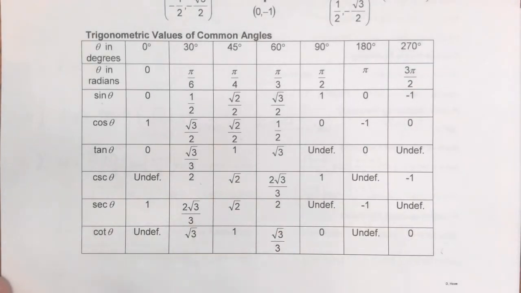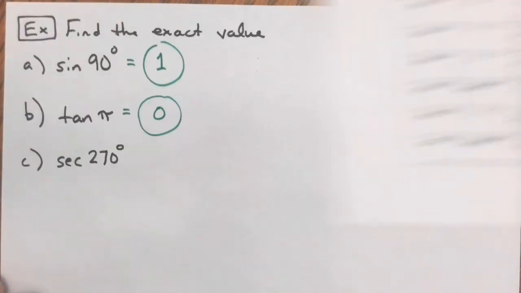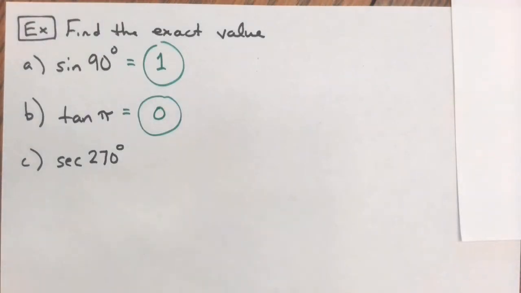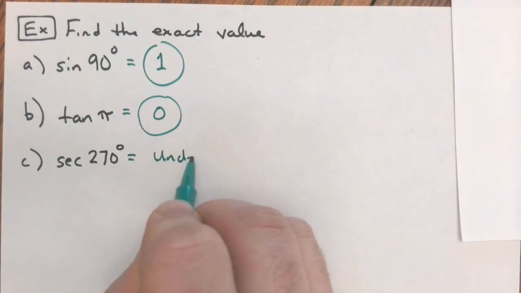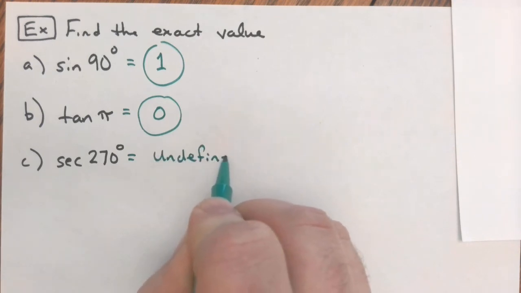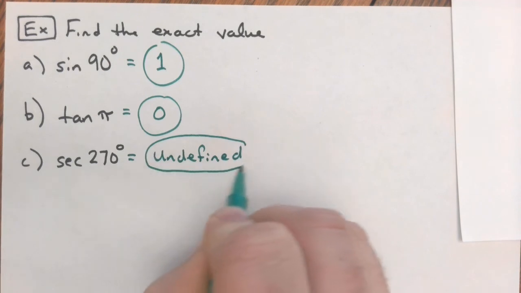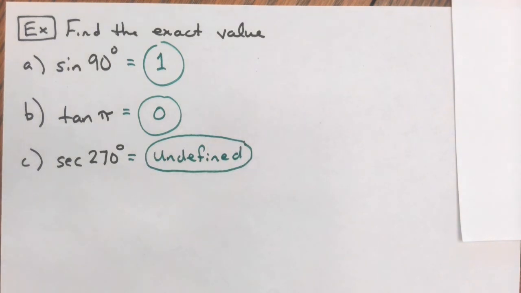Secant, if I go across that row and 270 degrees, I go down that column, we find that the secant of 270 degrees is actually not a number at all. It is undefined. Sometimes when you go through and you calculate these trig functions, you end up actually dividing by 0, which gives you a value which is undefined. That happens on a few of those problems.